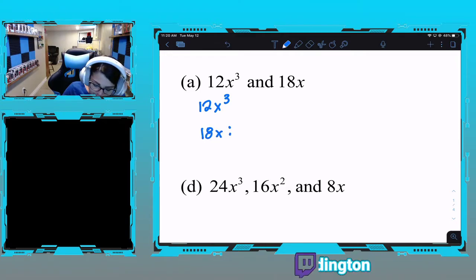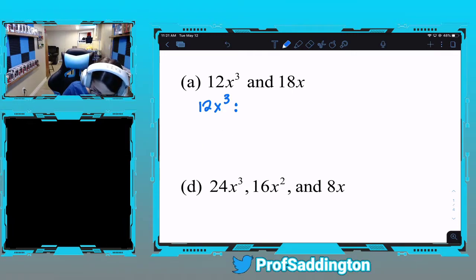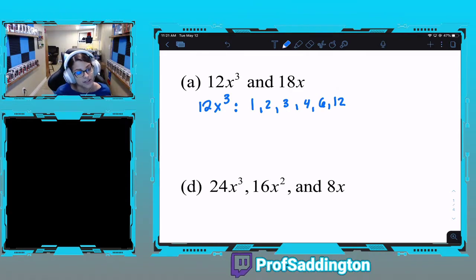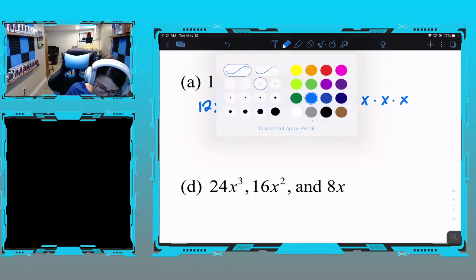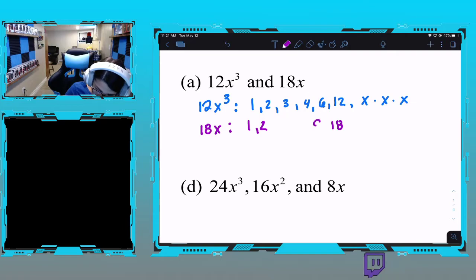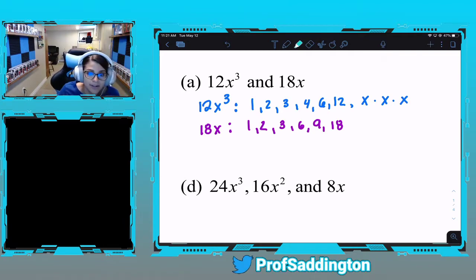That way I can highlight or circle what they have in common. Oh, I wanted to use two different colors. Okay, let's start with 12. We have 1 and 12, 2 and 6, 3 and 4. I always put them in numerical order, so I know the farther right I go, the bigger the GCF. If I have x cubed, I really have an x times an x times an x. For 18x, I have 1 and 18, 2 and 9, and 3 and 6. And I have one x hanging out at the end.